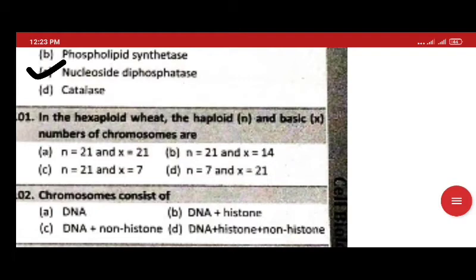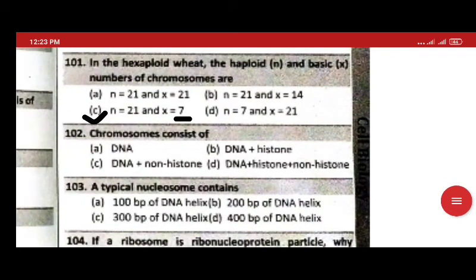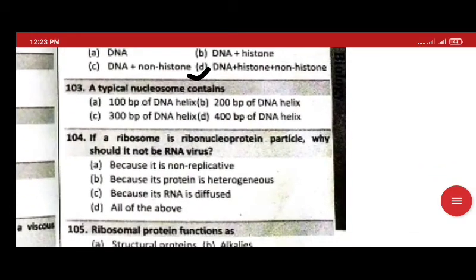Hexaploid wheat, basic number of chromosomes are. So in wheat we can say 7. So C option is right, because 7 is meant for wheat. Now chromosomes consist of. So chromosomes consist of histone protein, non-histone, and DNA. So D number is right. Now 103. A typical nucleosome contain. So nucleosome contain what? 200 base pairs of helix. So option B is right.